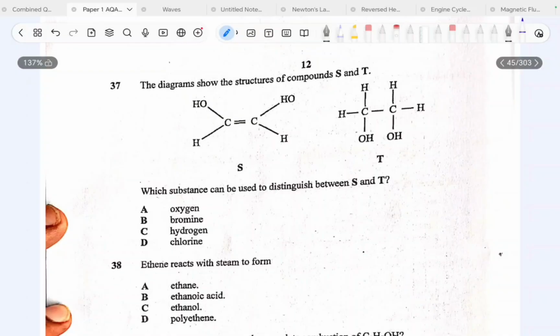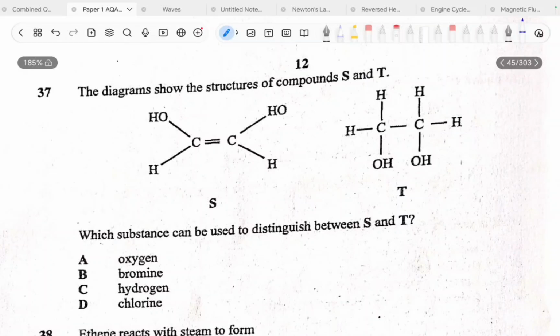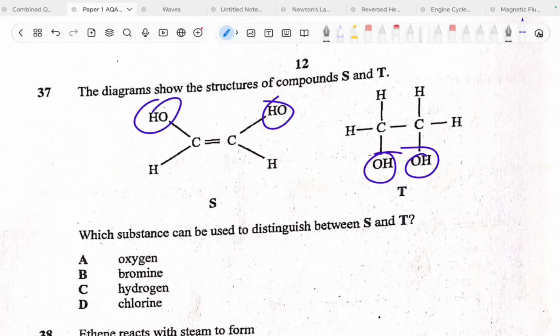Okay, 37. The diagram shows the structures of compounds S and T. Which substance can be used to distinguish between S and T? Okay, so look at the functional groups. Initially, start with the alcohol group. We have OH here and OH here. Since we have the same functional groups in different compounds, we cannot distinguish using these functional groups. So we cannot test for an alcohol.